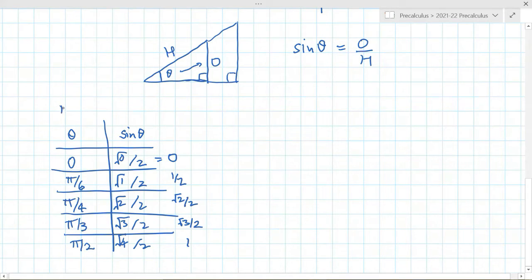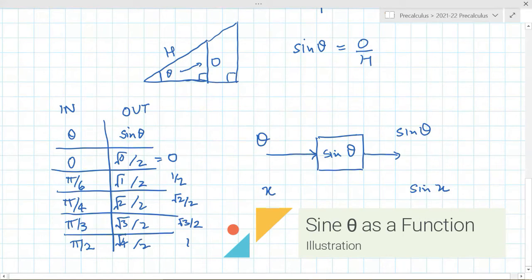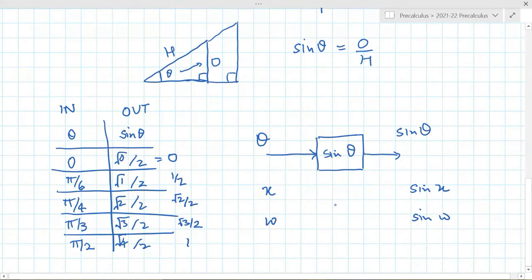So this is your input, and that is your output, right? So if theta is going in, then sine theta is coming out. Right? So this function is sine theta. But there's nothing special about theta. Theta is just the name of a variable. So if x went in, then sine x would come out. Right? If w went in, then sine w would come out. So even if we use different variable names, it doesn't change the fact that an angle is going in and its sine ratio is coming out.